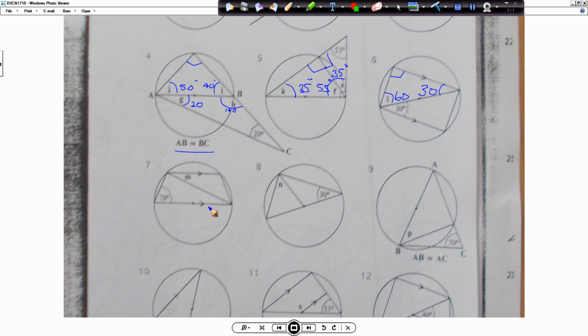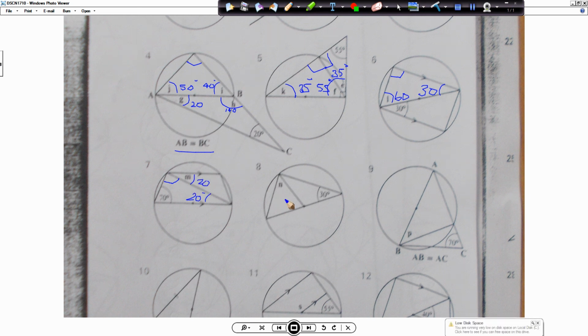Yeah? So here's our triangle in a semicircle. So this is the angle at the circumference. So that one has to be 90. That's 70. So this one will now be 20. If this is 20 and these are parallel lines, M will also be 20.